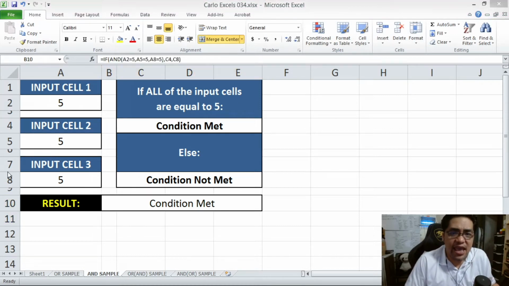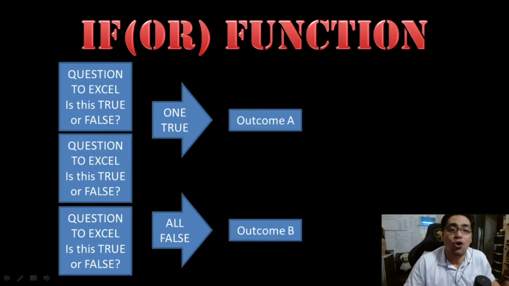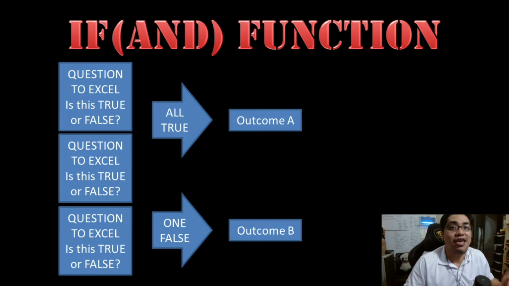So once again, the AND function is a logical function that allows you to evaluate multiple logical arguments. If any one of those logical arguments is false, then the whole AND function turns out to be false. All of the logical arguments need to be true for the AND function to turn out true. So once again, let's compare. OR function, if one is true, all are true. AND function, if one is false, all are false.